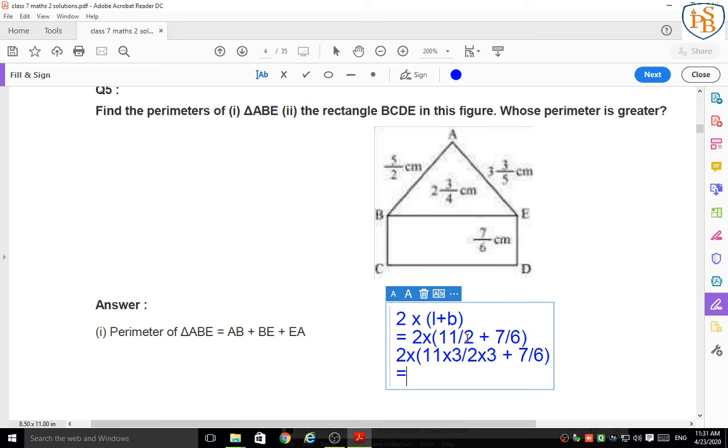So 11 into 3 upon 4 into 3 plus 7 upon 6 will remain the same, is equal to, again 2 multiplied by, remains the same here, 11 3s are 33 plus 7 upon the LCM 12, here bracket close. So 2 into 33 and 7 is 40 upon 6.